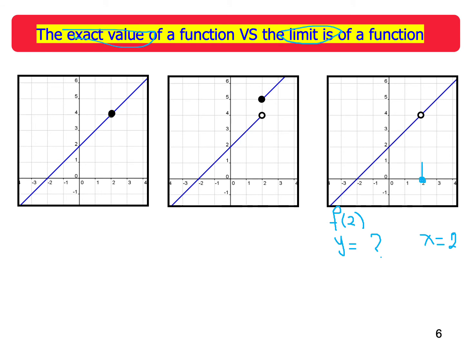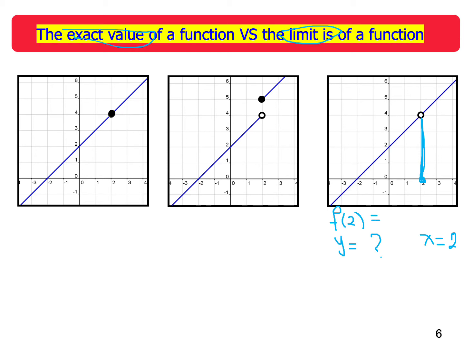Then I move up vertically or draw a line to see where this line meets the graph. As you can see here, there is a hole. That means there is no intersection point. That means there is no value of y when x equals 2. It means f of 2 is undefined.